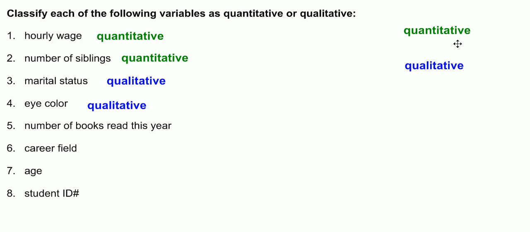Number of books read this year. Anytime you see number, right? Number of siblings, number of books, it's pretty clear that we're going to be quantitative.